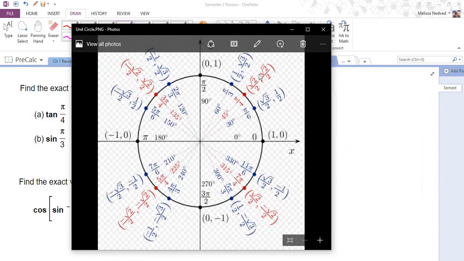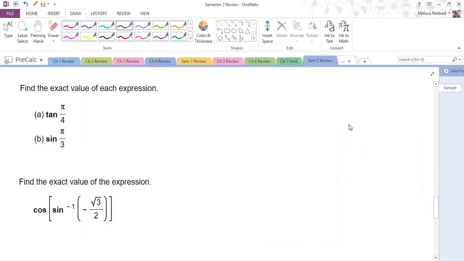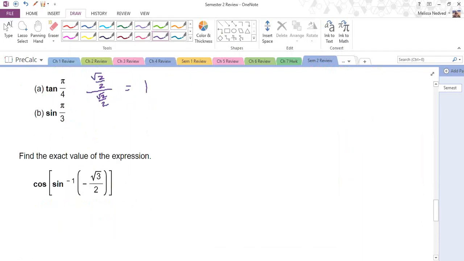Pi over 4 is the point root 2 over 2 and root 2 over 2. And tangent is y over x, or sine over cosine, either way you want to think of it. So square root of 2 over 2 over square root of 2 over 2, anything divided by itself is just 1. So tangent of pi over 4 is 1.